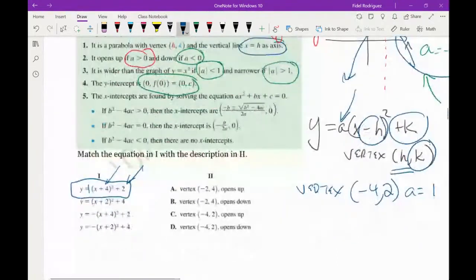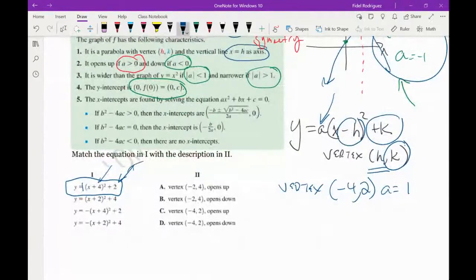So as I come back over here and I'm looking at this first problem, I know my vertex is -4 and 2. And since A is positive, this graph is going to open up. So I'm going to say, look, this one here gets matched with C. Okay. And then I'm going to do exactly the same thing for the next one. So I'm going to look at this one right here, and I'm going to find my vertex.